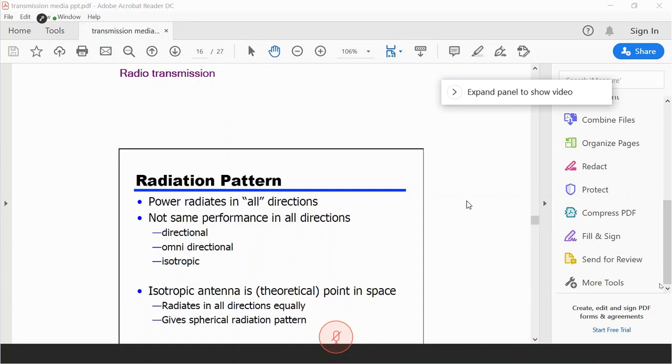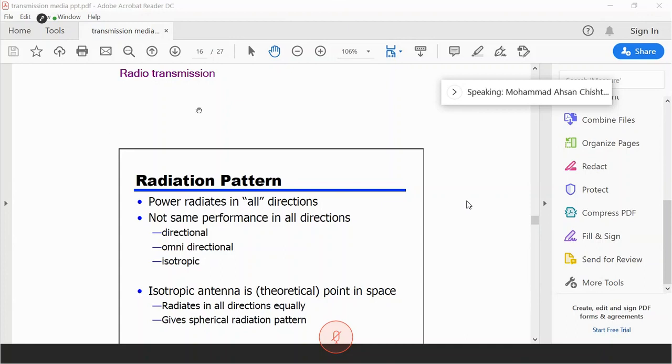Your answer to your question is yes. A single fiber can be full duplex as well, or bidirectional fiber. Now moving on to the next one, that is the radio transmission. This is the unguided transmission.